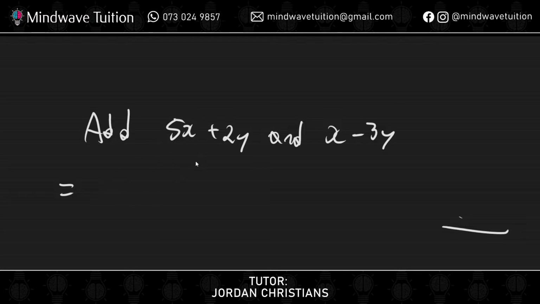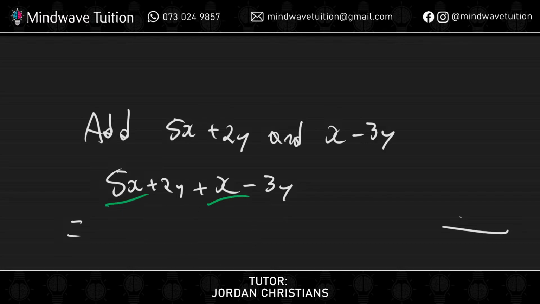I'll do both. So if we're adding 5x plus 2y and x minus 3y, we'll say that it's 5x plus 2y plus x minus 3y. So 5x plus 2y. Can't really group anything there that's like, so look for your like terms as soon as you do the step. 5x and plus x just gives us 6x. 2y minus 3y will give us minus y, and that is our answer.